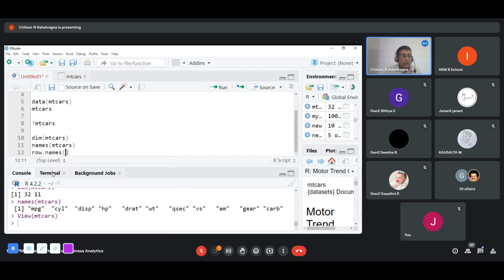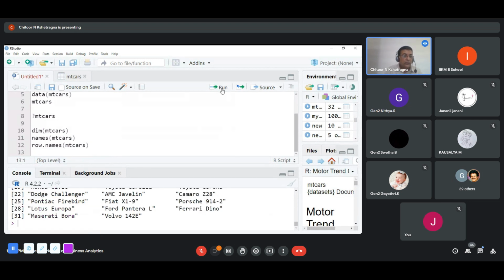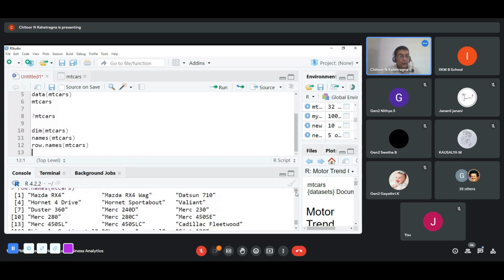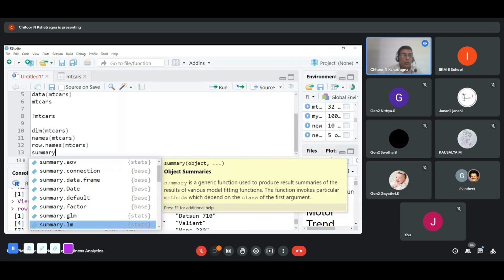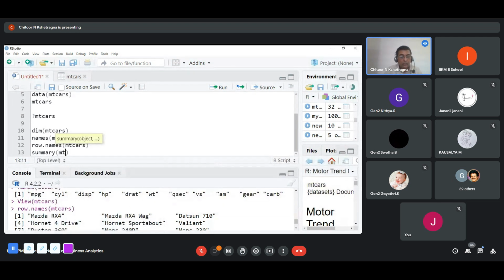rownames. The data set name is mtcars. I'll get a prompt. Go with the prompt. It gives me the row names. It gives me all the car names, all the car brand names, like what we saw: Duster, Honda Civic, Mazda, Datsun, Hornet, everything it gives me. If I want to find some statistic numbers, I can do what is called summary. It will give me mean, median, mode, all that I can get. Summary, mtcars. See how easy it is. You'll just start liking it.